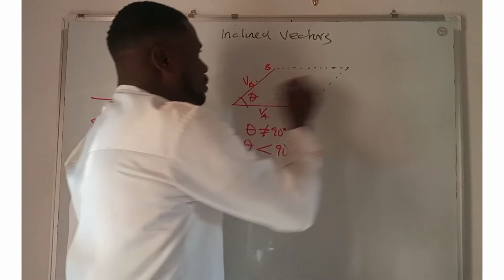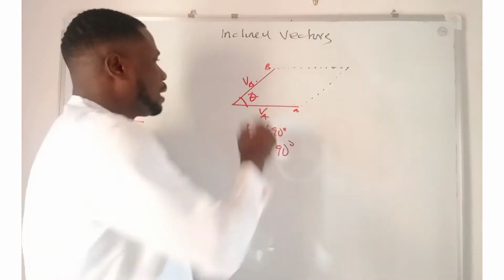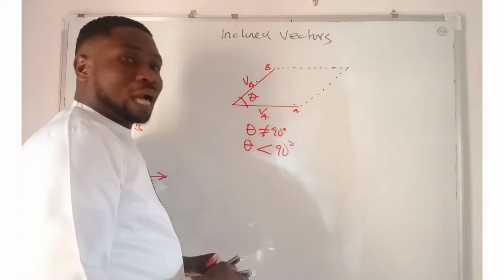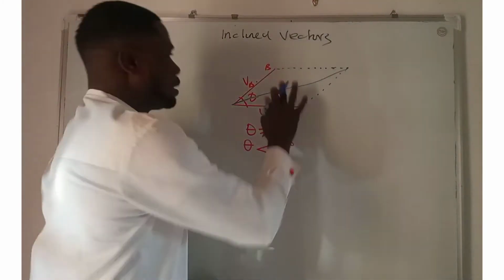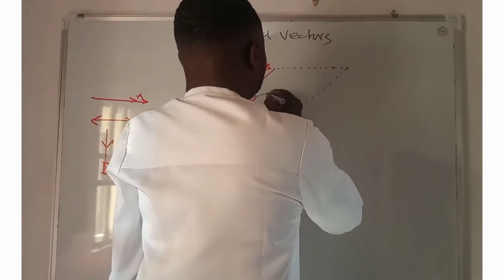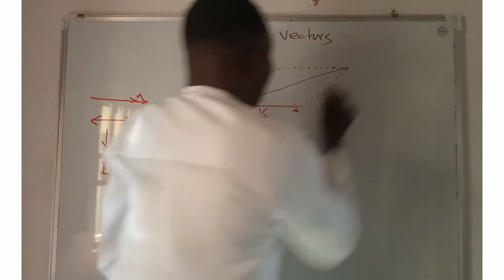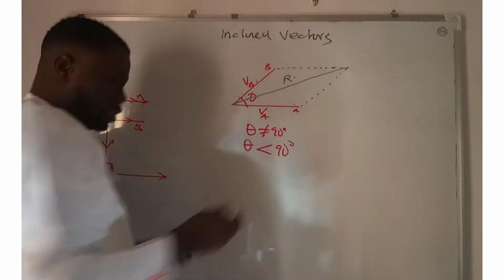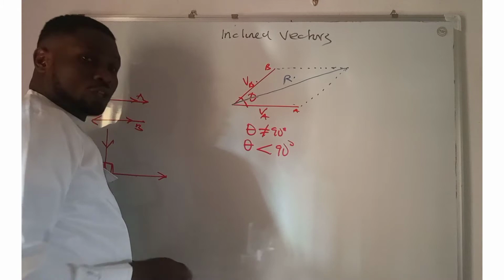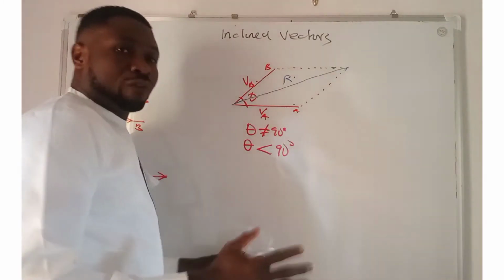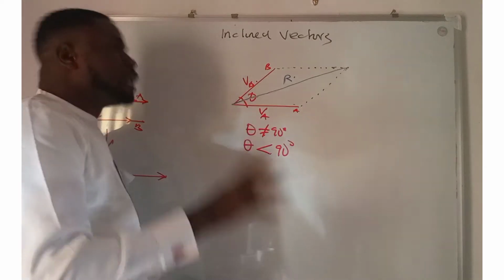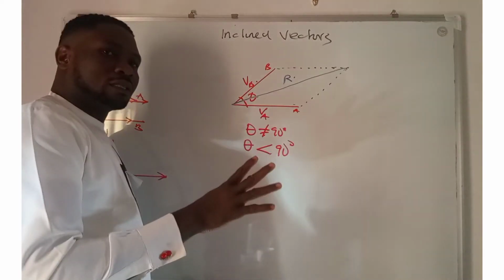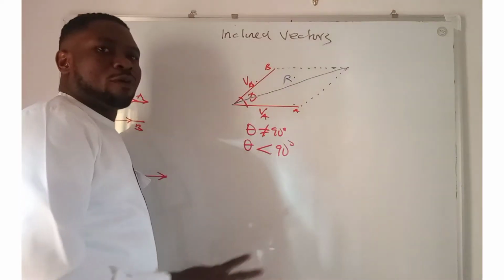If I draw a line from here to here, that line becomes a diagonal. According to parallelogram law, this diagonal should be considered the resultant. So if I draw this line, I will now say this is the resultant. According to parallelogram law, when you have a four-sided shape, the diagonal, which is called the leading diagonal, represents the resultant of that system of vectors.